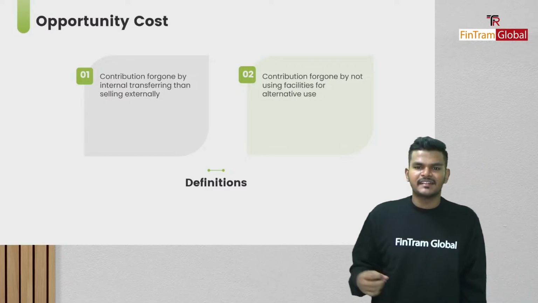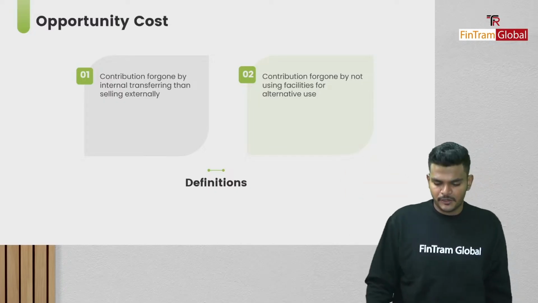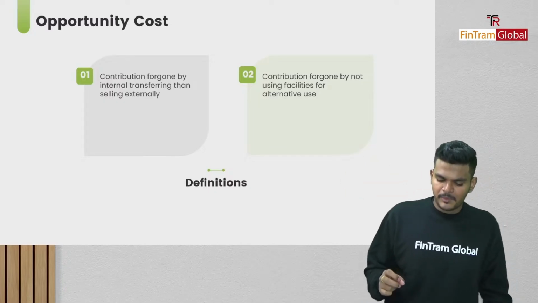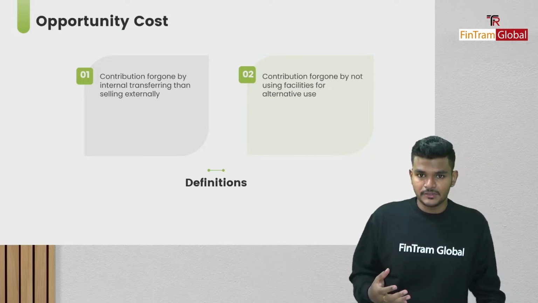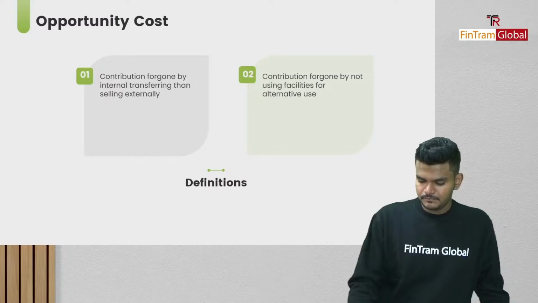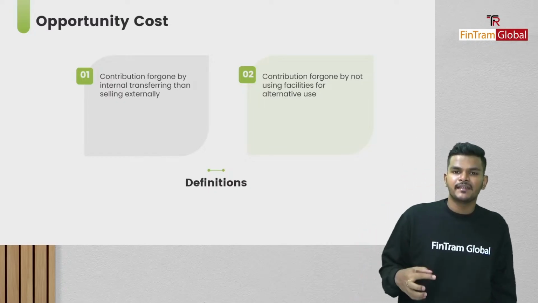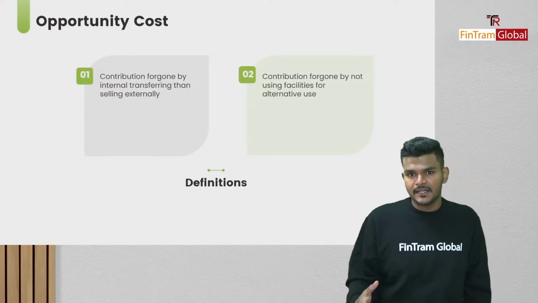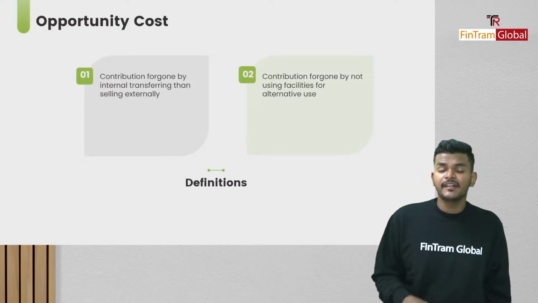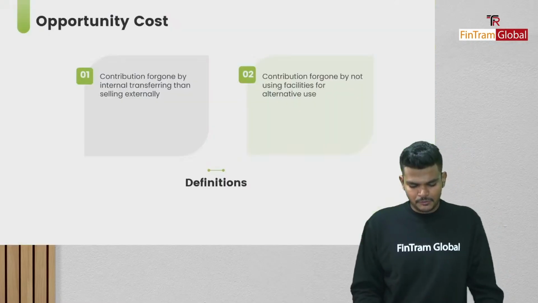Or in other words, let's say that there is no external market for the product. Then there is the contribution foregone by not using facilities for the alternative use. This product would have had an alternative use, so since I'm not using it for that, I'm sacrificing the contribution which I would have received from the alternative use as well. So that's basically my opportunity cost over here as well. Okay, folks, so that's basically it.